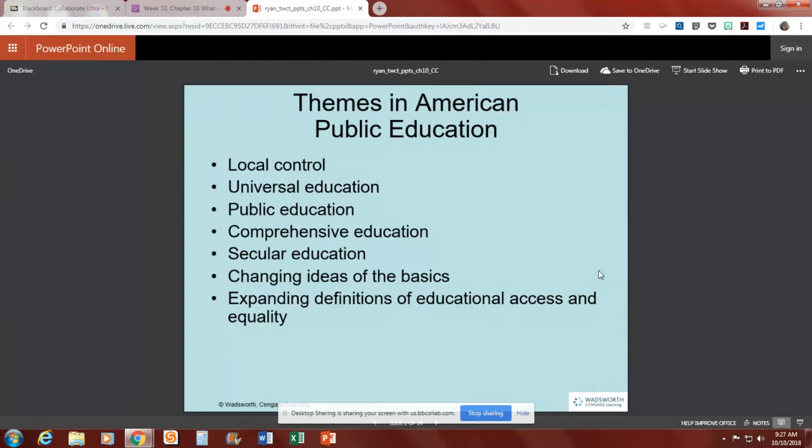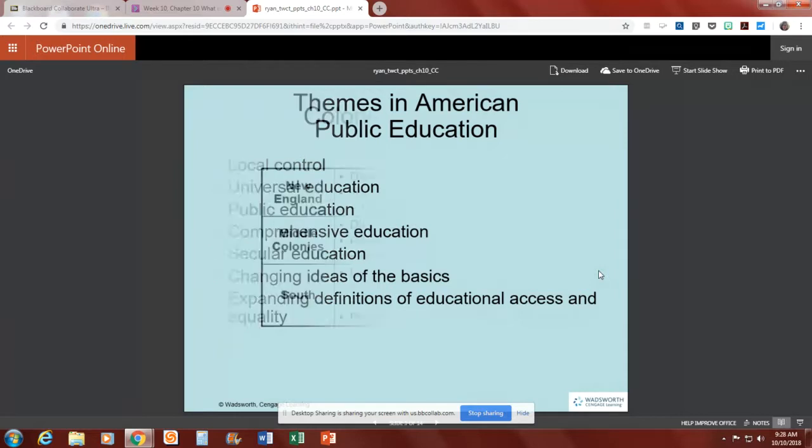And since I really already talked about the sixth one, the changing ideas of the basics, I'm going to jump ahead to the seventh, where we're looking at expanding definitions of educational access and equality. Guys, this is something that has just changed over time. If you think about including all races, all ethnic groups, including women, and then more recently, the idea of including all gender preferences, and making everyone feel welcome and have equal access and equality in our educational institutions.